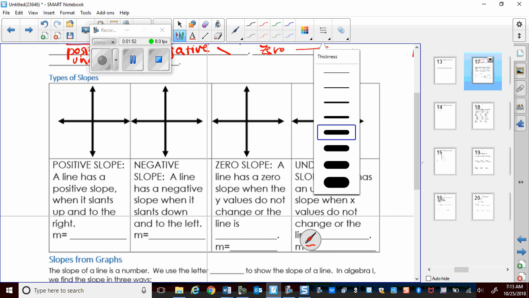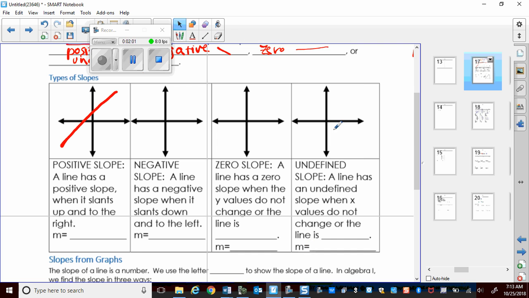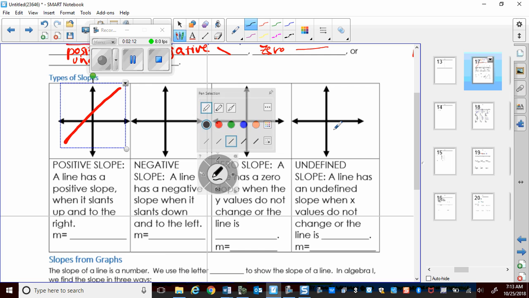So the positive slope runs uphill. So this is an example of a slope that's positive. And you could have put it there, you could have put it here, you could have put it anywhere on this map as long as it's going uphill. So things I need to know about this. A line has a positive slope when it slants up and to the right. So the slope is a positive number.